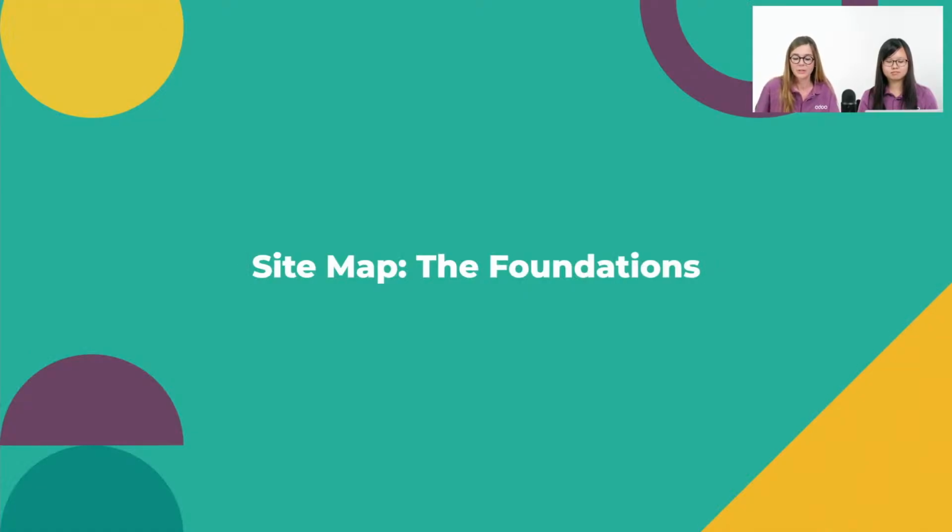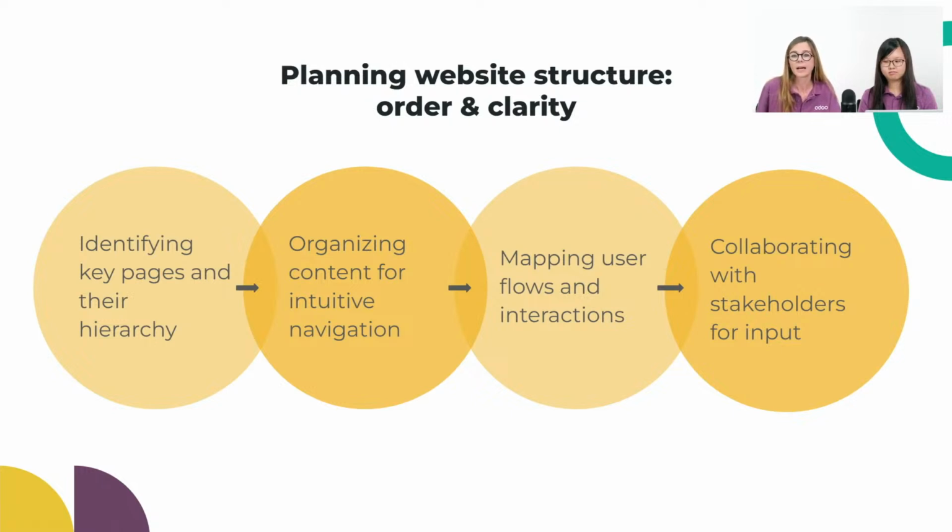So first off, the sitemap. What is a sitemap? A sitemap acts as a blueprint, and it provides a visual representation of the structure and the hierarchy of your website or application. It helps identify the pages and the hierarchy. If you have the home page and then another, let's say, category page, then you'll have subcategories and stuff like that. It also helps to organize the content in a more intuitive way so that you can have intuitive navigation, and it helps map the user flows and all of the interaction.